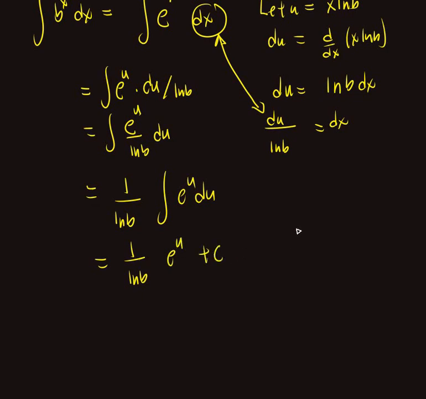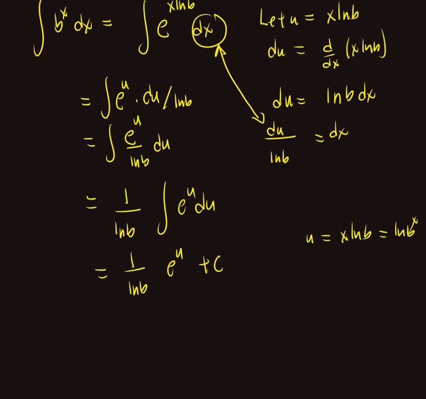But remember that we set u, and remember what we called u? u was x natural log of b. Actually, if you put the exponent up here, this is the same as natural log of b to the x. You can write that one, it doesn't matter, because we already called u. Look up here, we said u is equal to x natural log of b.